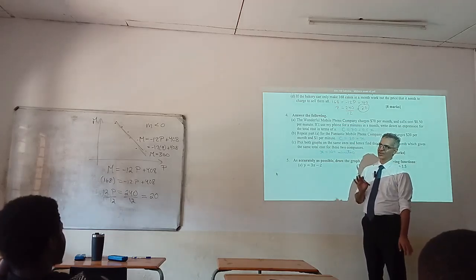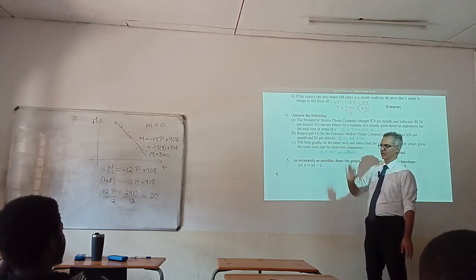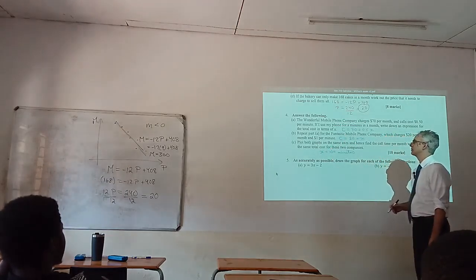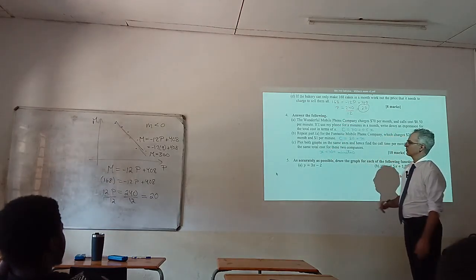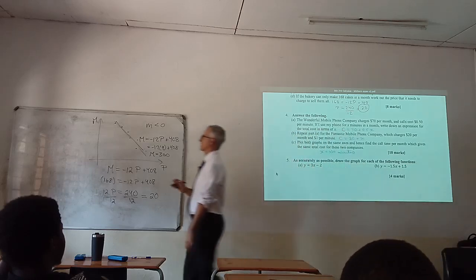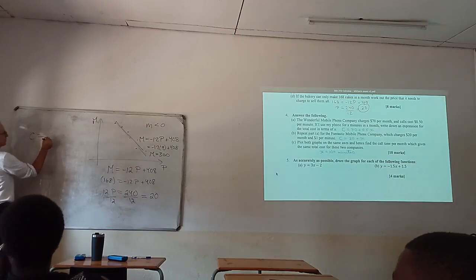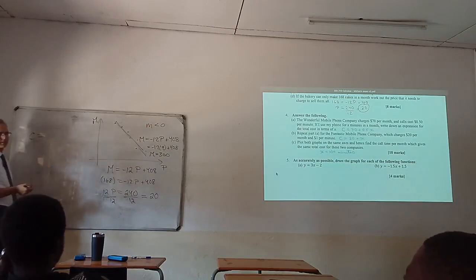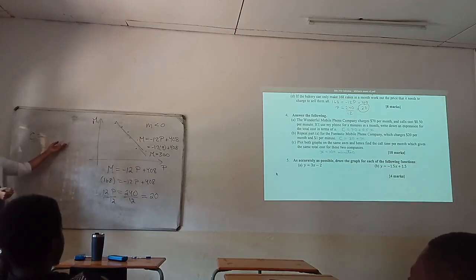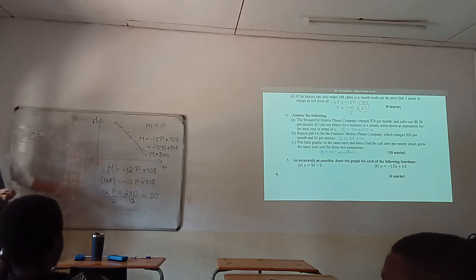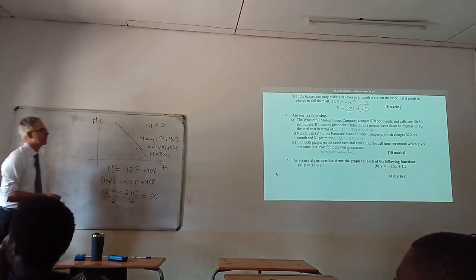I should be careful. It doesn't always mean that, but usually. C, total cost in terms of X, means I want C equals an expression in X. The expression may or may not be a function, but it's an expression that has X's in it. So C equals something with X's in it.